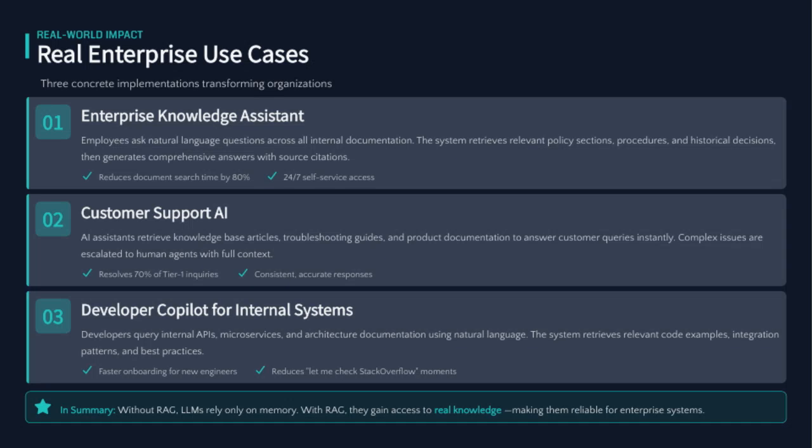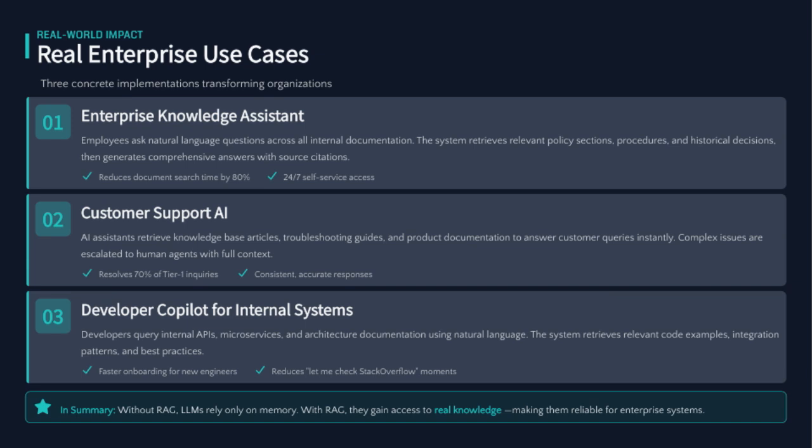All right, let's wrap up with a quick summary of what we've discussed. Without RAG, large language models rely solely on their memory, which can be limiting. But with Retrieval Augmented Generation, or RAG, they gain access to real, up-to-date knowledge, making them much more reliable for enterprise systems. This shift reduces those frustrating "let me check Stack Overflow" moments, because the system can directly fetch the relevant information. It also speeds up onboarding for new engineers, helping them get up to speed faster.